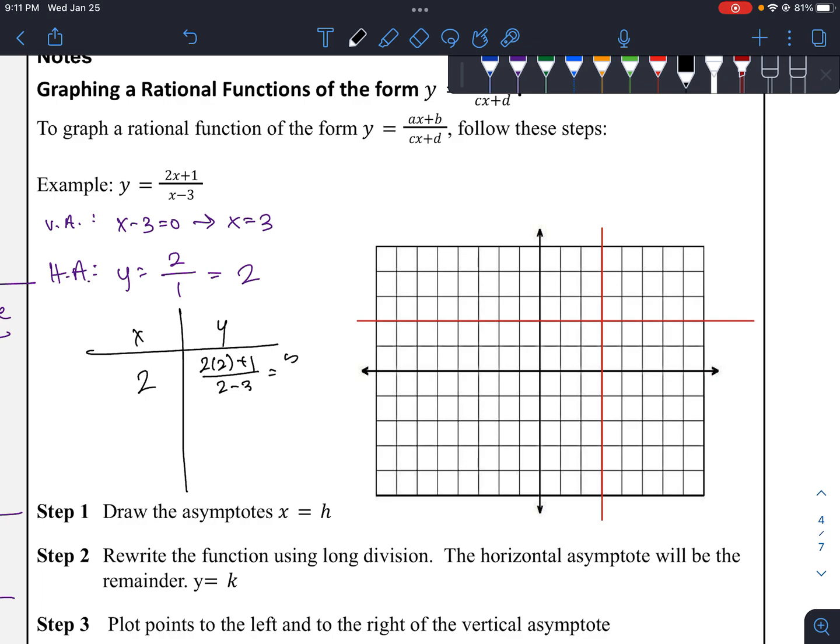So that's going to be 5 over negative 1, which is negative 5. So when x is equal to 2, you go down 5. 1, 2, 3, 4, 5. Okay? I was actually quite lucky that we got those. But that also means this point is over 1 and down 7.